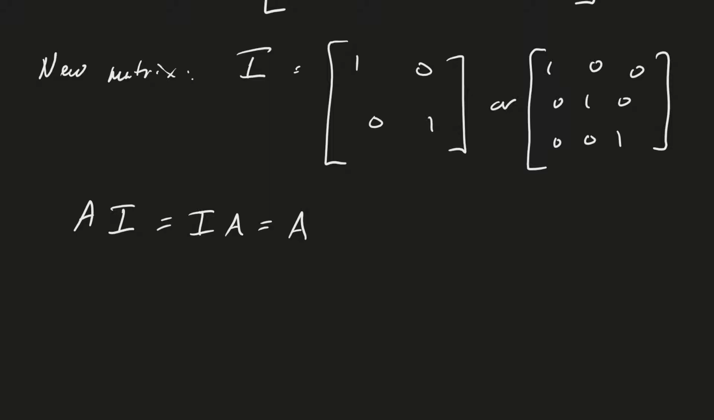So it's because of this property that it acts kind of like the number 1 in multiplication, except we're multiplying matrices instead of real numbers. Okay.